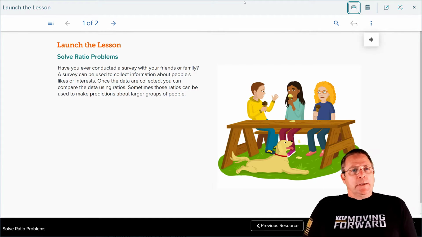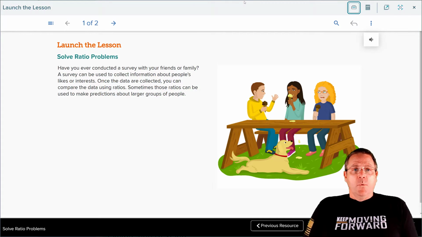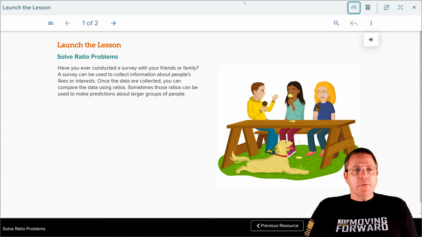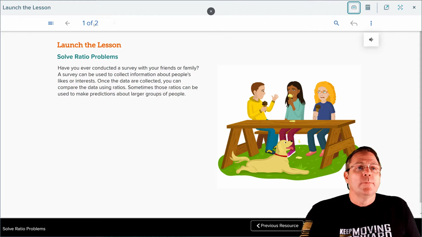Launch the lesson. Have you ever conducted a survey with your friends or family? A survey can be used to collect information about a person's likes or interests. Once the data is collected, you can compare the data using ratios. Sometimes those ratios can be used to make predictions about larger groups of people.